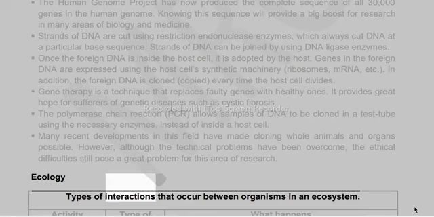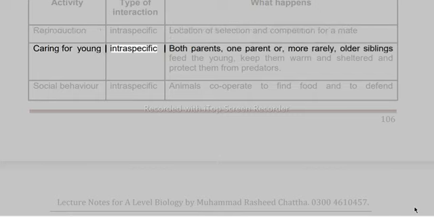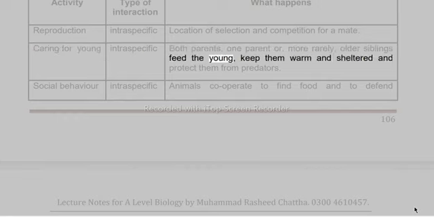Ecology. Types of interactions that occur between organisms in an ecosystem. Activity, type of interaction, what happens? Reproduction: intraspecific, location of selection and competition for a mate. Caring for young: intraspecific. Both parents, one parent or, more rarely, older siblings feed the young, keep them warm and sheltered and protect them from predators.